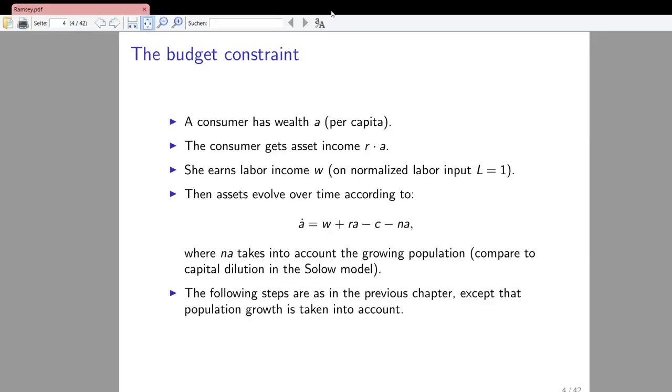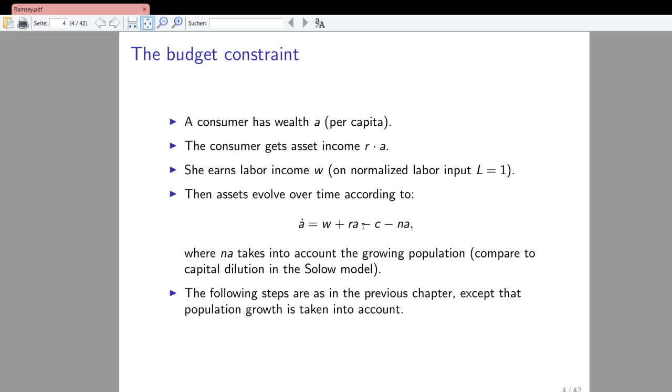Now again, as before, we have that a consumer has wealth a, lowercase a, that's per capita wealth, and the consumer gets asset income, the interest rate times wealth a, at each instant, and she earns a labor income w on the normalized labor input. Then assets evolve according to the equation as we have it here, that the time derivative of assets increases with income, so that's wage income plus asset income, and it decreases with consumption.